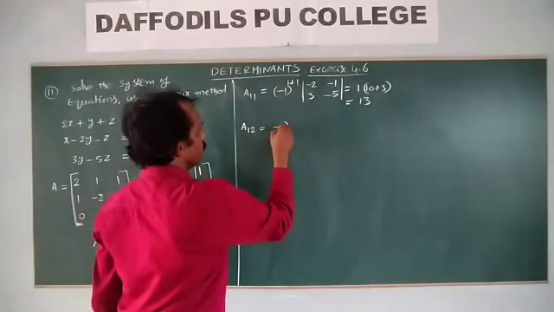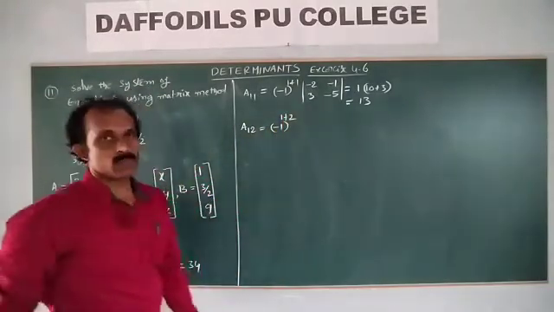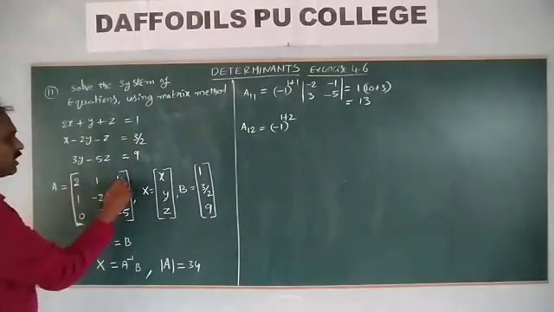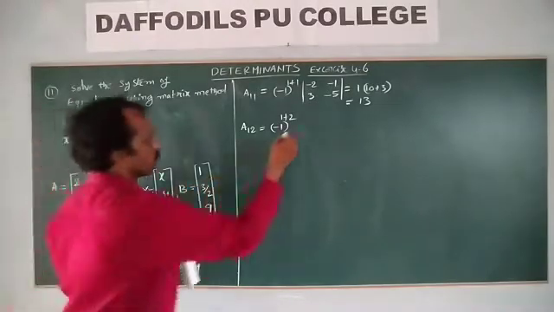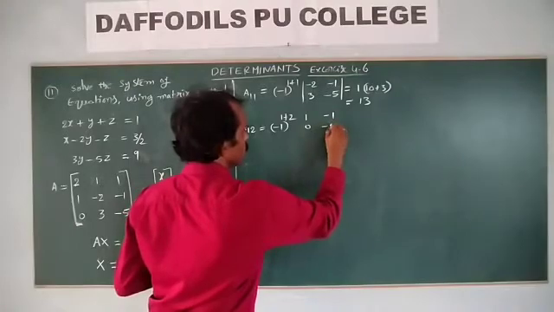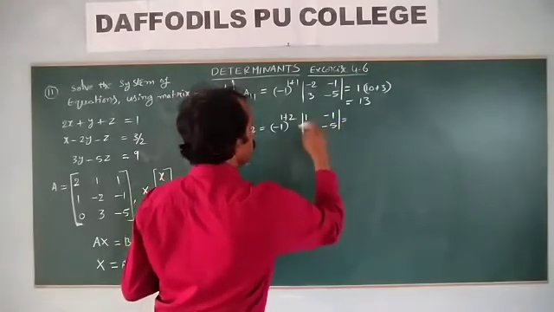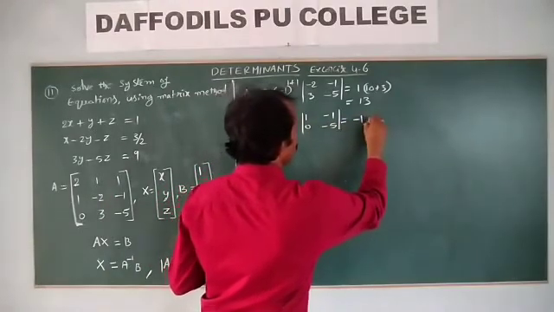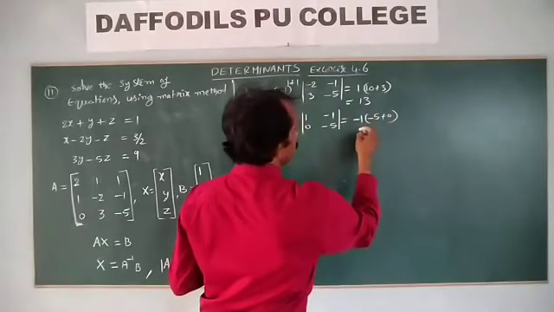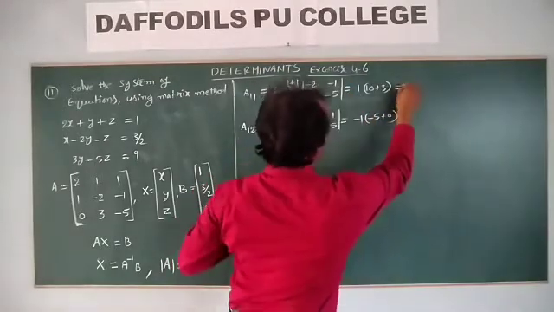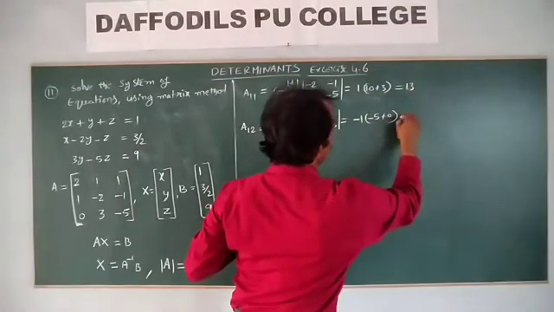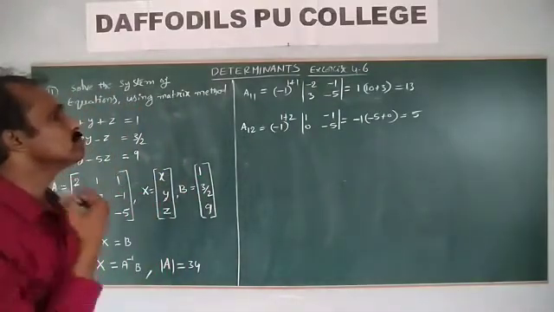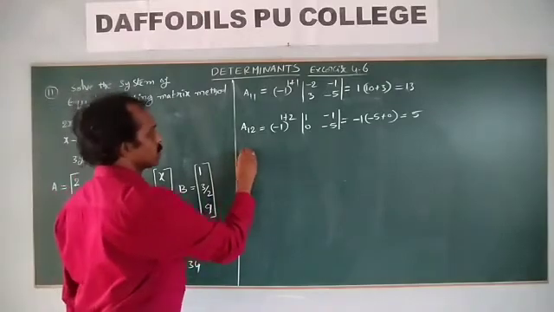A12, minus 1 to the power of 1 plus 2, into its minor. Deleting this row and this column: 1 minus 1, 0 minus 1. This is equal to minus 1 to the power of 1 plus 2, minus 1 minus 5 plus 0. This value is equal to 5. Right. Next one.